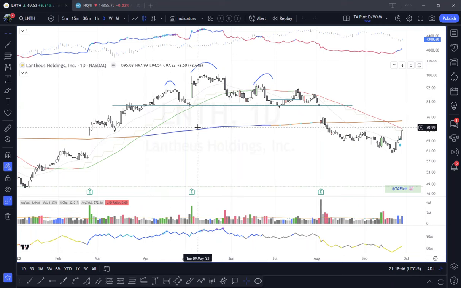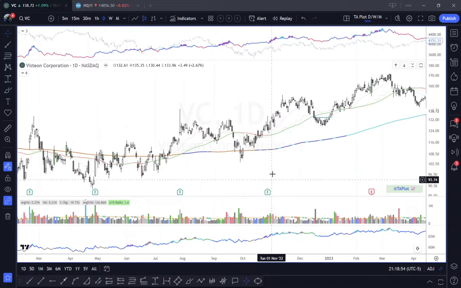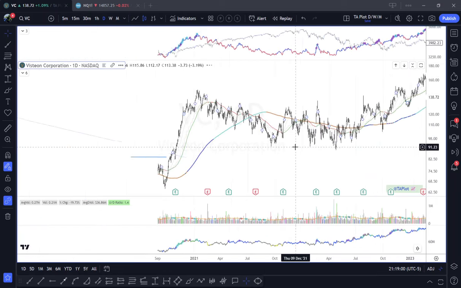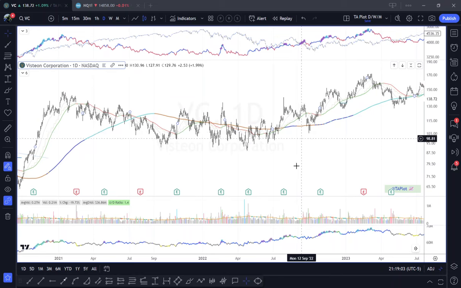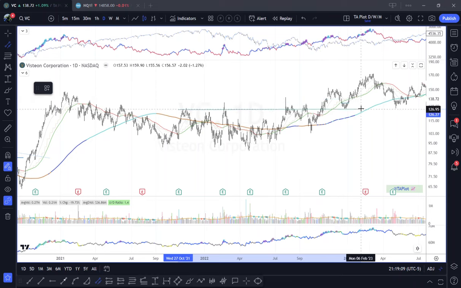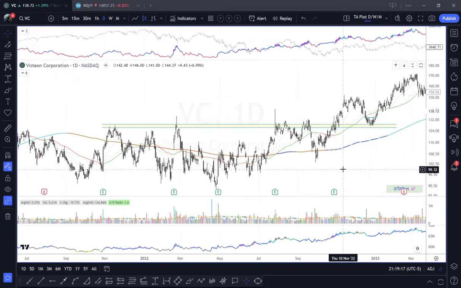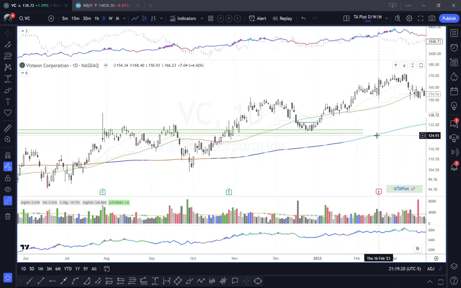So now that we did, let's go back to a different setup. VC, let's go back to VC. VC was another one. Let's take a look at the support level. If you zoom out here, this clearly pulled back to a support area. Let's put that in here so we can see it. It pulled back to the top of this big base, with the 200 turning back up and the 50 still trending up. So this looks a little stronger than LNTH.